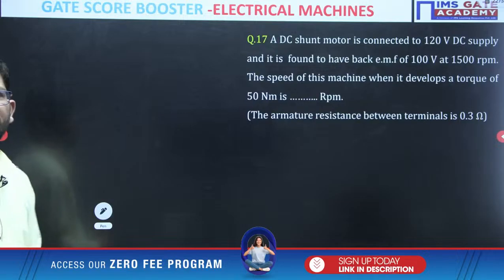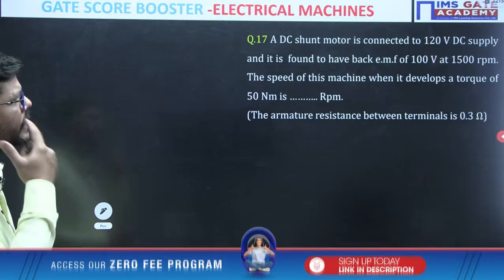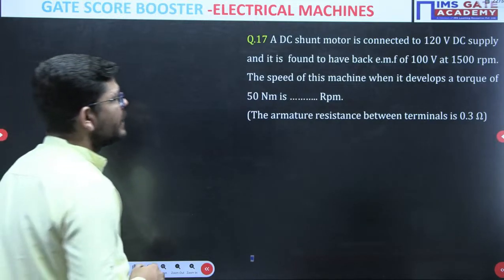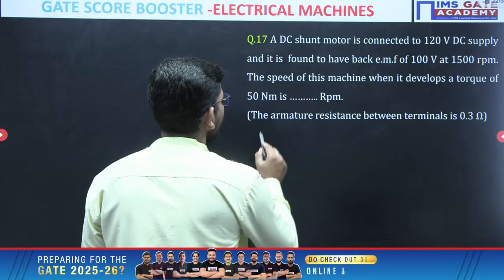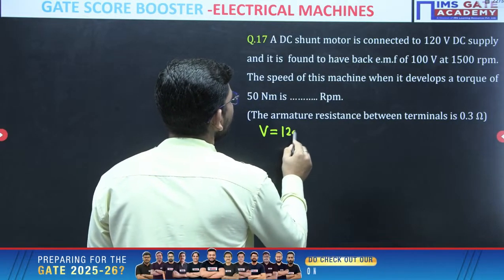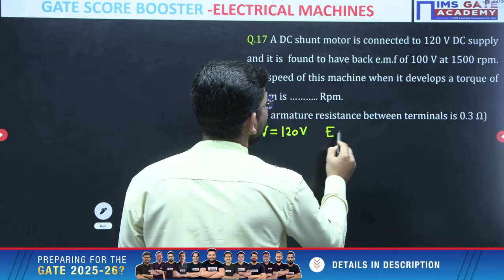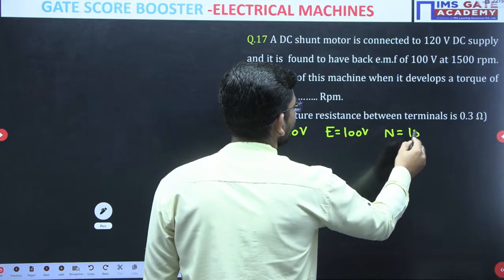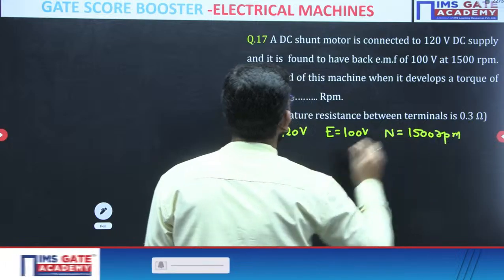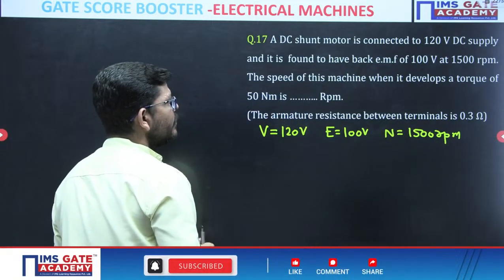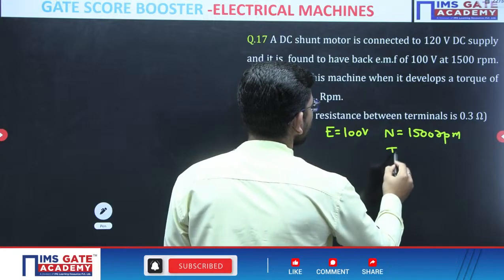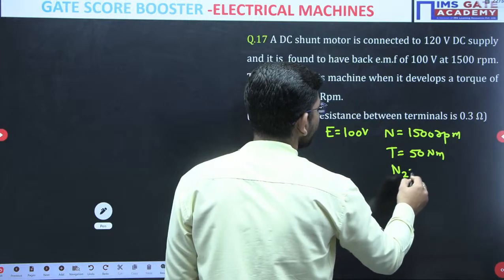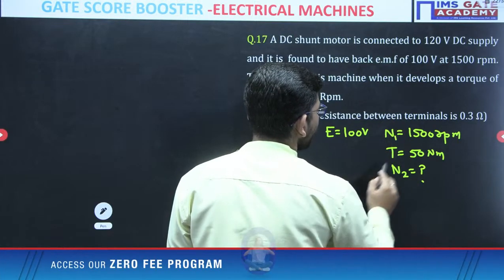Now see the next question. A DC shunt motor is connected to a 120 volt DC supply and is found to have a back EMF of 100 volt at 1500 rpm. The speed of this machine when it develops a torque of 50 Newton meter is what we have to calculate.